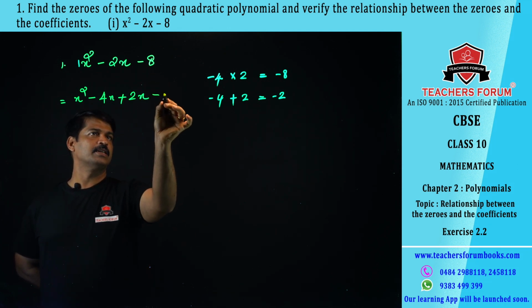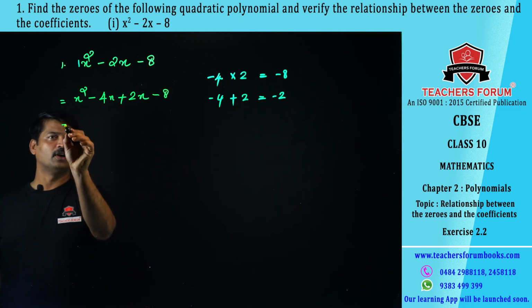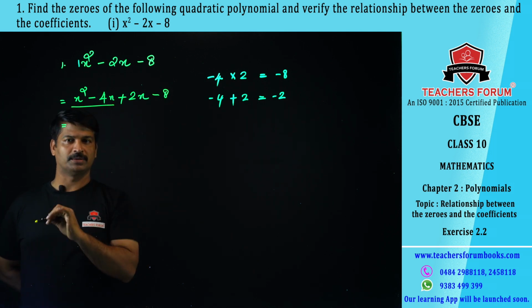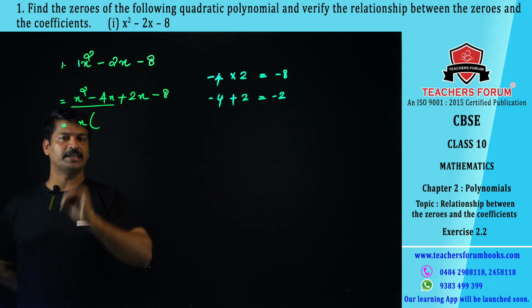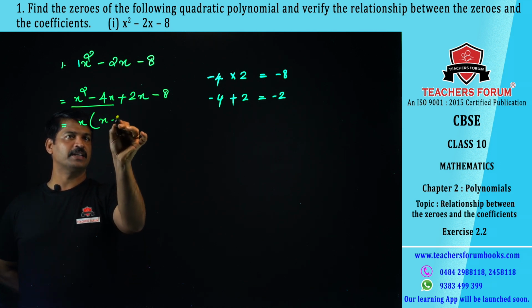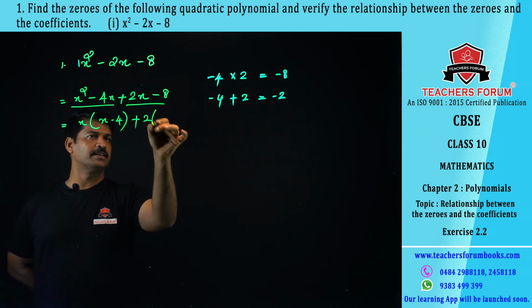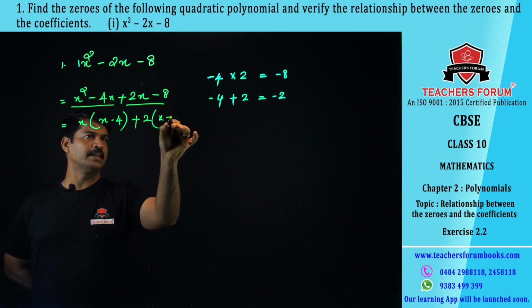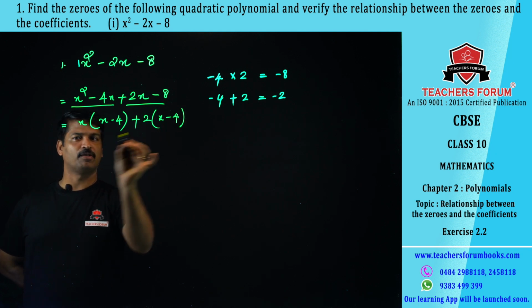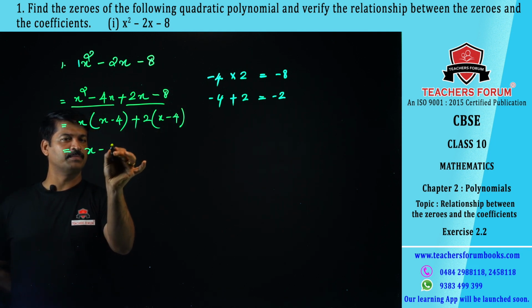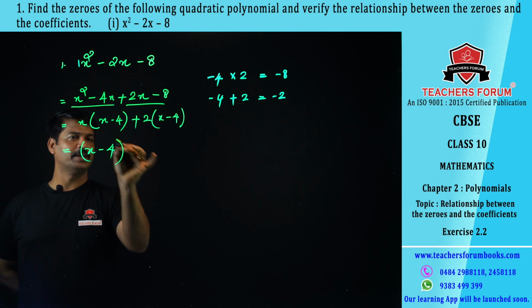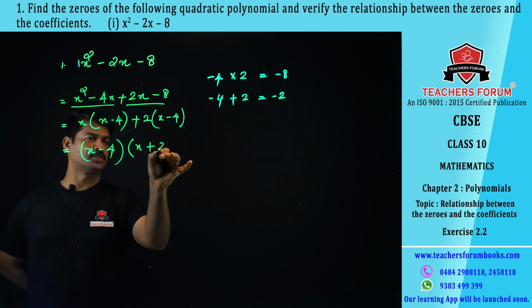Okay, now next term is minus 8. That is equal to, what is common in the first two terms? X is common, that can be taken outside. Then x minus 4 will be remaining. Plus, from the next two terms, you can take 2 outside. Again, you will be getting x minus 4. You see, x minus 4 is common now. Now, that can be taken outside. Then you will be getting x minus 4 into x plus 2.